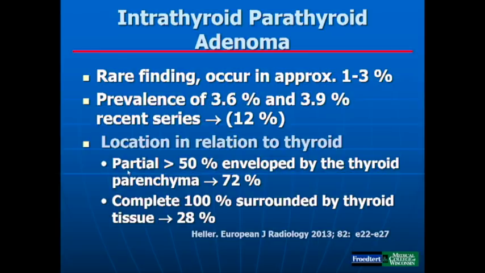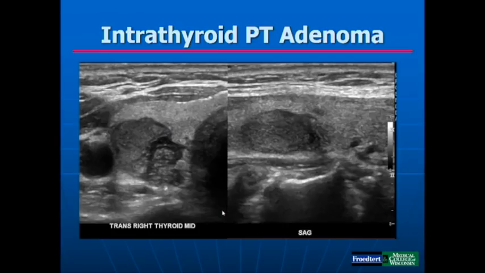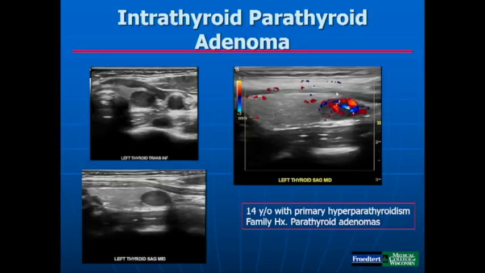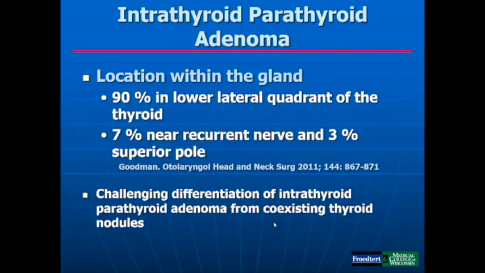They divided these into partially intrathyroid and completely intrathyroid, when greater than 50% or completely surrounded by the thyroid nodule. Here's an example of one of these, lobulated, partially intrathyroid. The main findings were that these nodules were solid in composition, profoundly hypoechoic relative to the thyroid gland, and with the presence of a polar feeding vessel. Here's an example of an intrathyroid parathyroid adenoma in a patient with a family history.